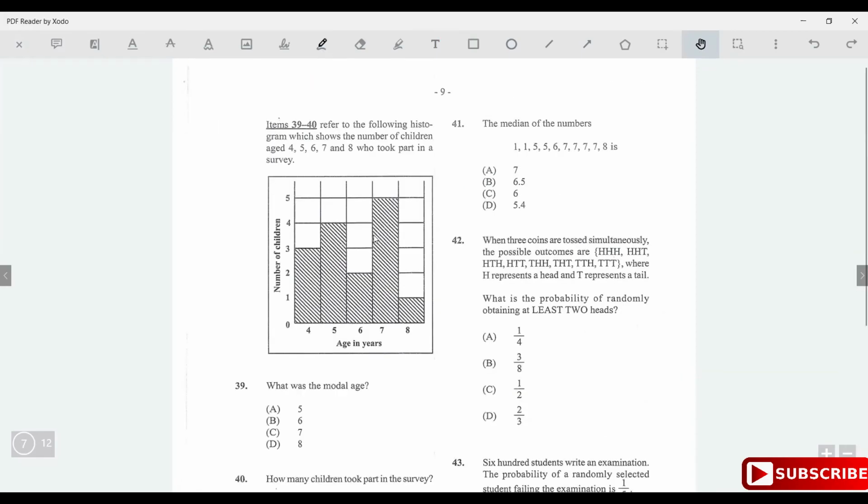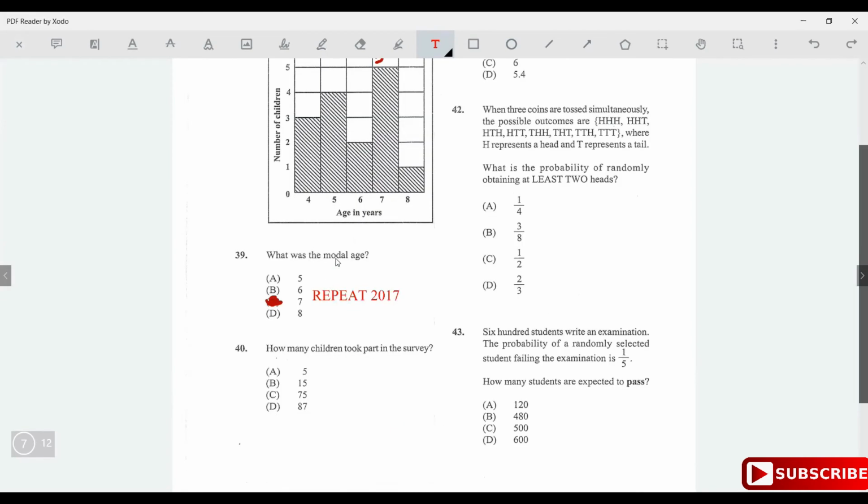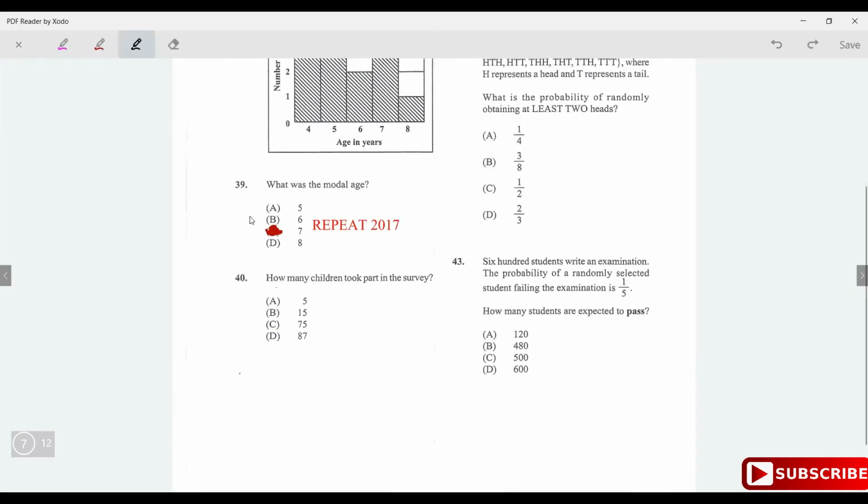What was the modal? This is a repeat. We'll say that the modal was right here. This one at the highest frequency was 7. This is a repeat question from 2017. How many children took part in the survey? 15. And as I said, it's a repeat from 2017. So you should definitely check out the 2016 and 2017 videos. Repeat. Easy question.